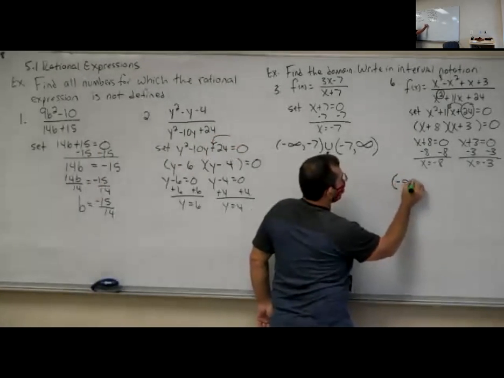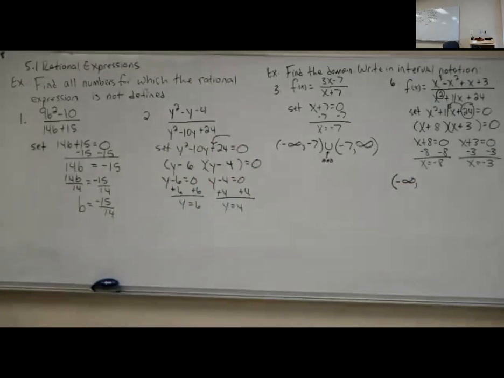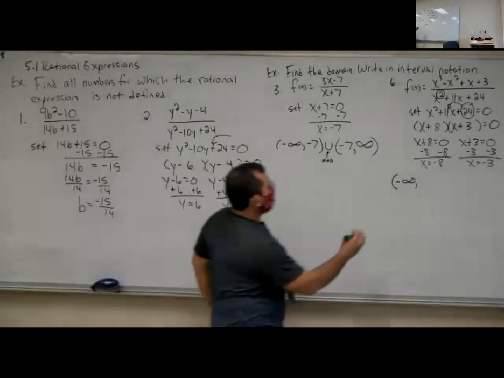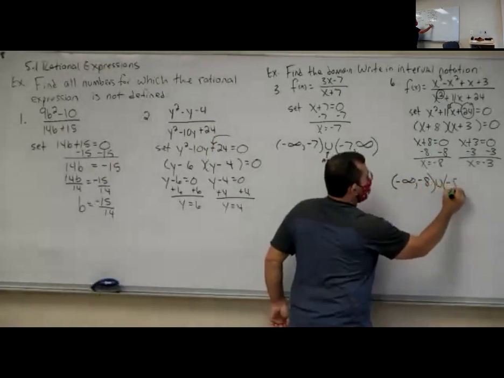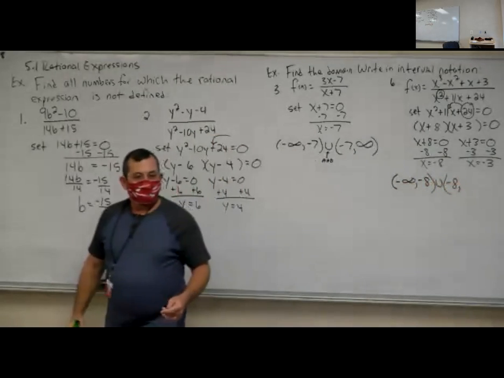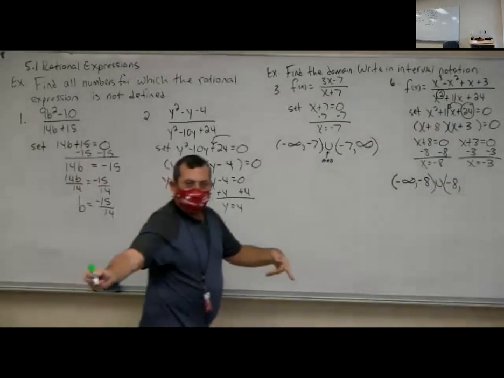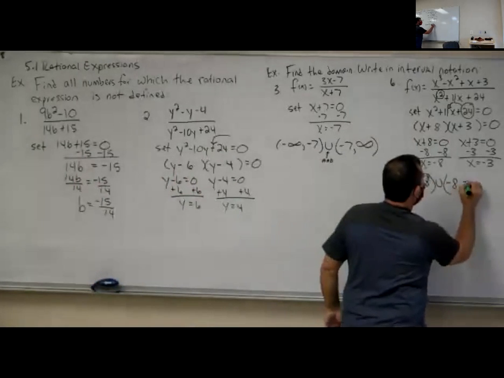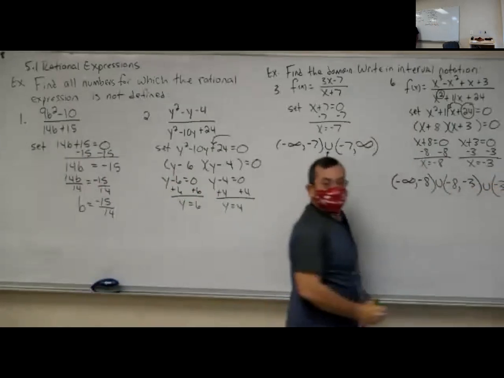Now, here's the tricky part on this one. I'm starting at negative infinity, going left to right. Which number am I going to hit first? That -8 or that -3? Negative 8. So I'm going to go to -8. Then I'm going to union around that -8. From the -8, it'll go until I hit the -3. So now we've got a union around that -3.